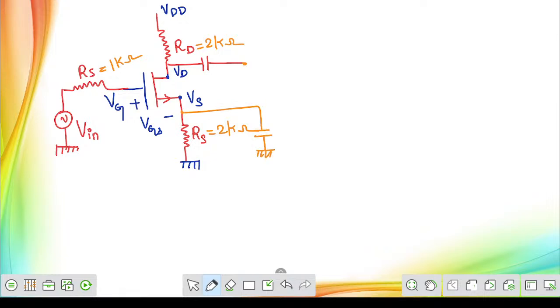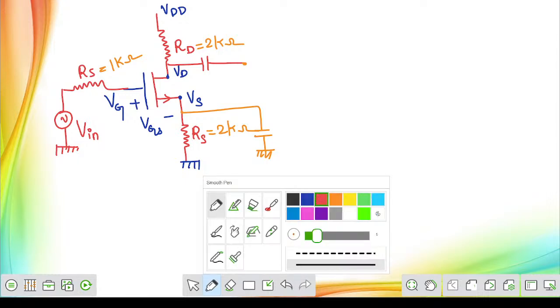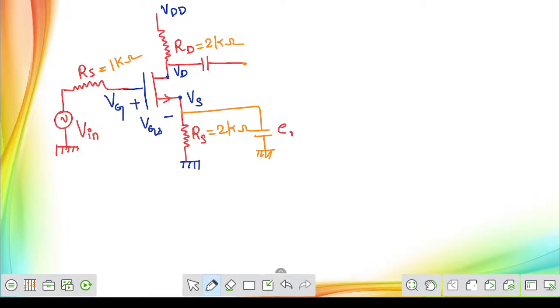If they are connecting the capacitor, no, just to short circuit it. I will show you with the capacitor. Later you will understand this. So across the source I am connecting the capacitor. At the drain terminal we are also connecting a capacitor. This is going to be the output voltage.